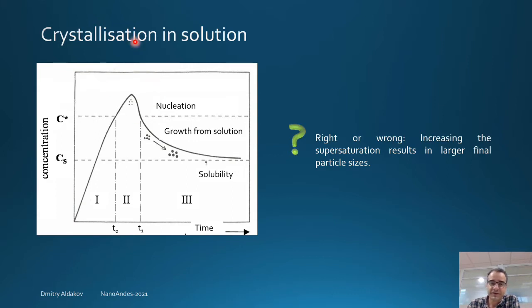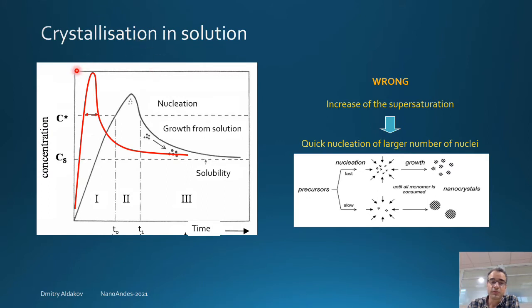In fact, it is wrong, because we increase supersaturation, we create more nuclei more rapidly, and then each nucleus starts to grow, and it consumes more and more monomer, and like this we get more nanoparticles which are smaller. The overall concentration of nanocrystals will be larger, but their size will be smaller. And if we make it slower, we use lower concentration, it's vice versa. So it's a very interesting phenomenon which allows us to control the size of these nanoparticles.